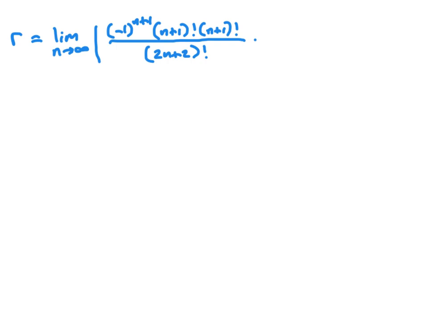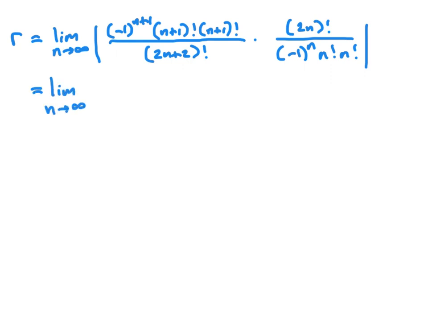We then have to divide this by the expression for a sub n, which means we can multiply by the reciprocal, which is (2n) factorial divided by (-1)^n, times (n factorial) squared, which we can write as n factorial times n factorial. And so this is the expression that we want to simplify here in the absolute value and then take the limit of. So we have the limit as n goes to infinity. The absolute value will simplify with the negative 1 to the various powers.